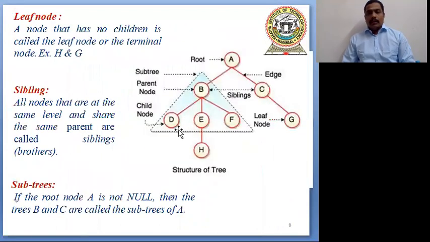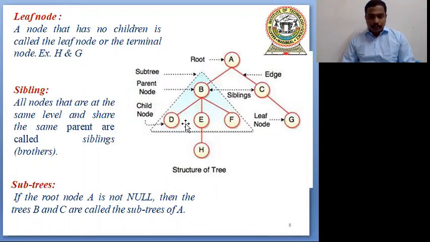Okay. So next one, leaf node. What is a leaf node? I already told: a leaf node means there are no children of the node. Here G, F, H, D are the terminal nodes or leaf nodes.